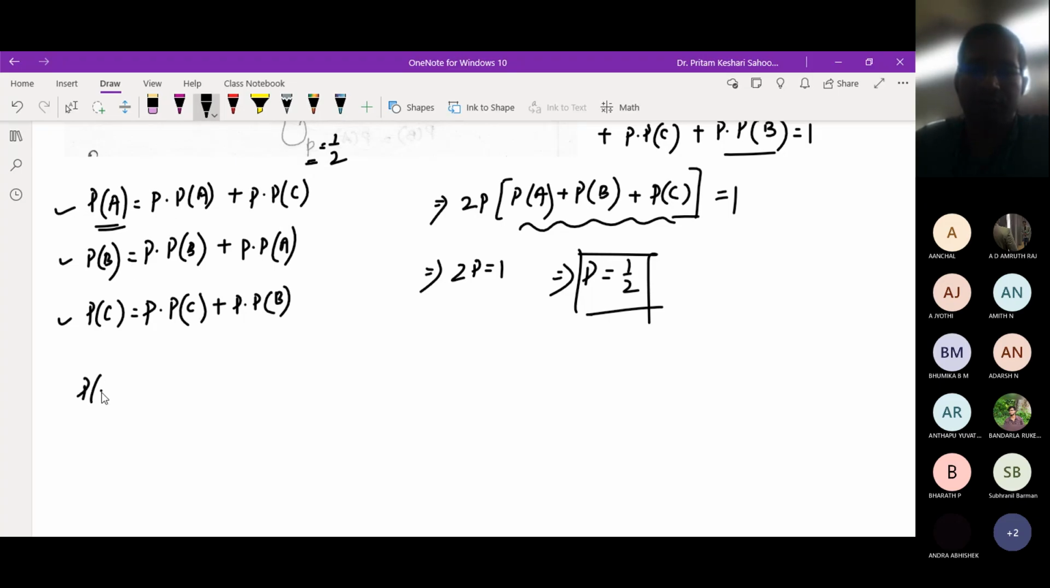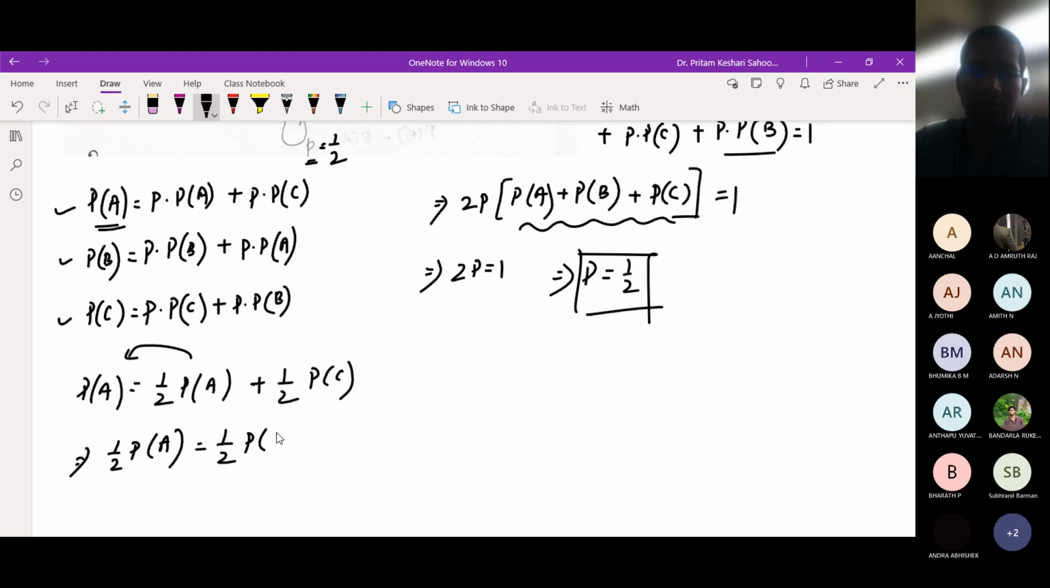So probability of A is equal to 1 by 2 probability of A plus 1 by 2 probability of C. All right. Now you take this to the left hand side. So what we will get is probability of A minus half of probability of A, so it will be half of probability of A, that equals half of probability of C. So half you can cancel from both sides. So probability of A is equal to probability of C. This is what we got.